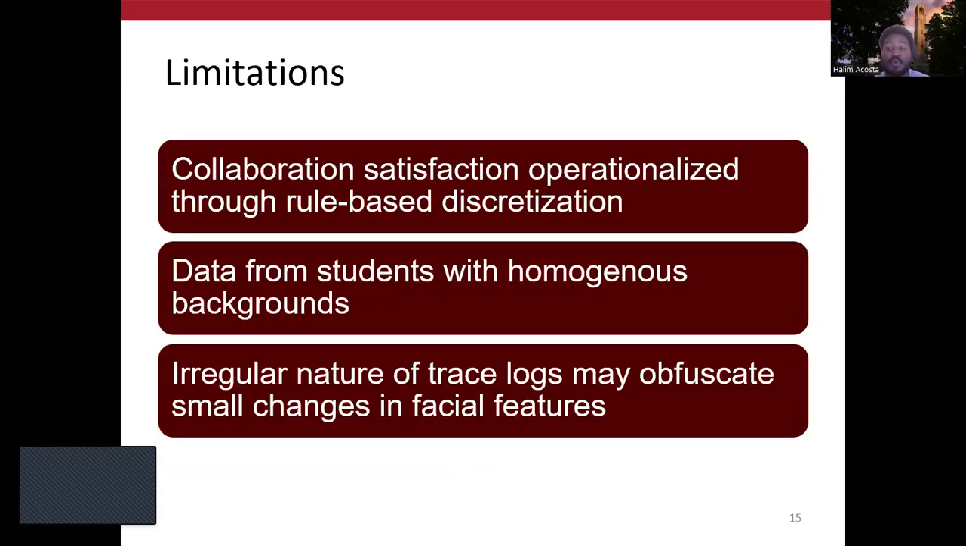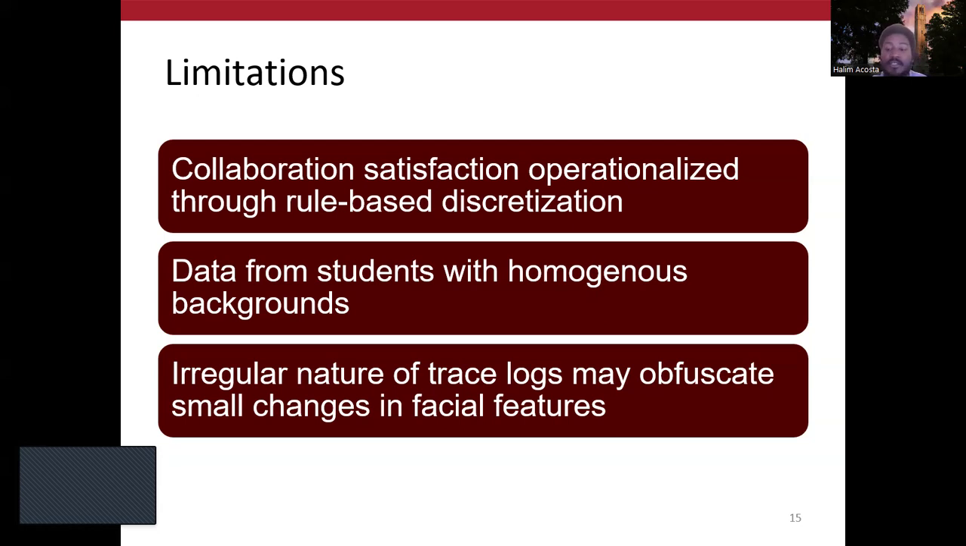There are a few limitations to our work. Notably, we derive satisfaction through a rule-based discretization of student responses to the Likert-valued questions. While this measures an individual's attitudes towards their group interaction, it does not specifically measure how well the group was satisfied with the collaborative efforts. Additionally, we utilize data from a single game-based learning environment with a homogeneous set of users. It is important to note that the proposed method may not generalize well to learners in other populations or learning environments.